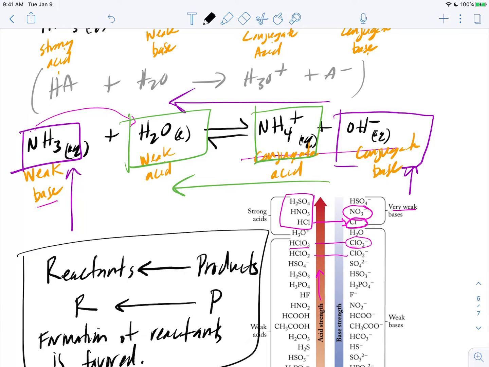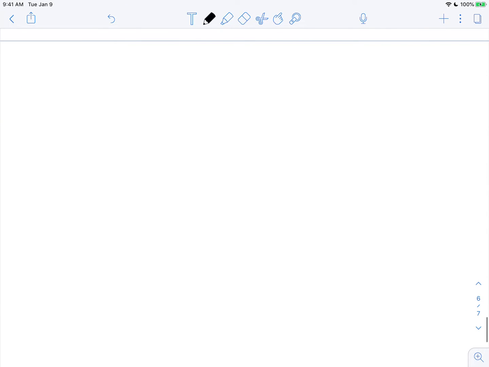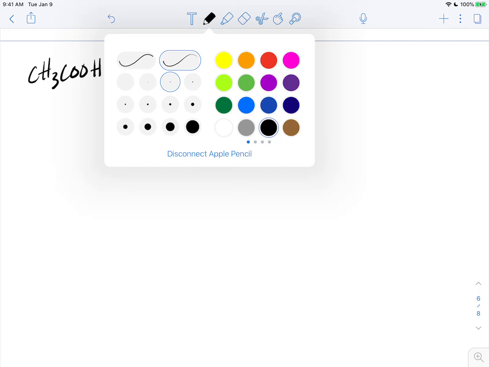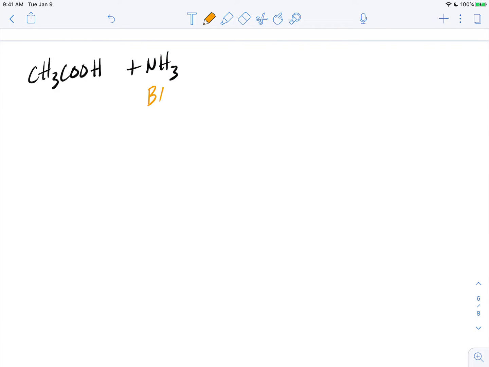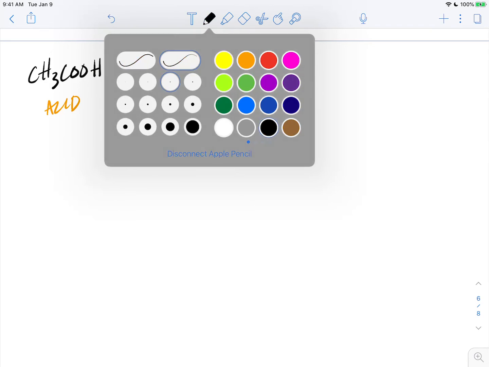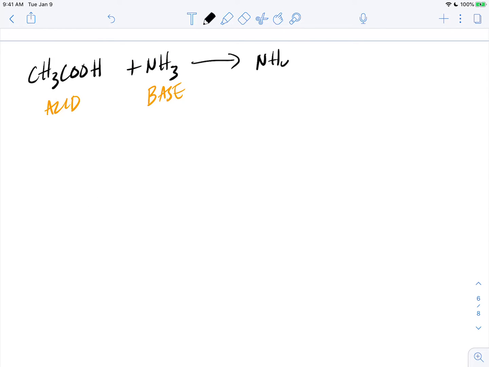So let's do another example using another acid and base pair. Let's do CH3COOH plus NH3. What I want you to do is predict: are we going to stay as reactants, or are we going to favor the formation of products? The first thing we'll do is say what's the acid and what's the base. I remember that NH3 is a base, which means that acetic acid has to be an acid. If you make a base act like a base, it's going to take a proton and make NH4+. The acid is going to donate a proton, so it'll be minus a hydrogen.